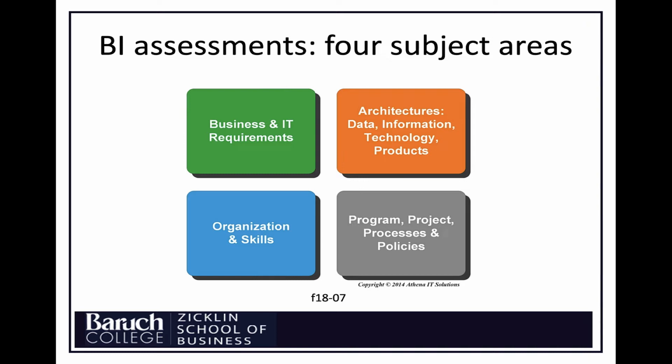To develop a roadmap, we need to examine 4 subject areas in sufficient detail. First, we need to have an assessment of business and IT requirements. Then we look at the architecture, the 4 elements of architecture related to data, information, technology, and products. We need to assess organizational skills. We need to think of the resources that are available. And finally, we need to have an assessment of the project, the scope, the deliverables, and the schedule, and find ways to mitigate risks of this project.